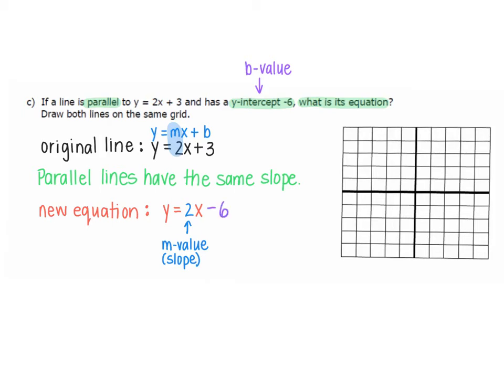We will verify that our two lines are parallel by plotting them on the grid. We'll start with the original line, a positive 3, and then go up 2 over 1 repeatedly. For our second line, we will start at our y-intercept of negative 6, and again go up 2 and over 1. As we finish graphing our lines, we can see that they are parallel.